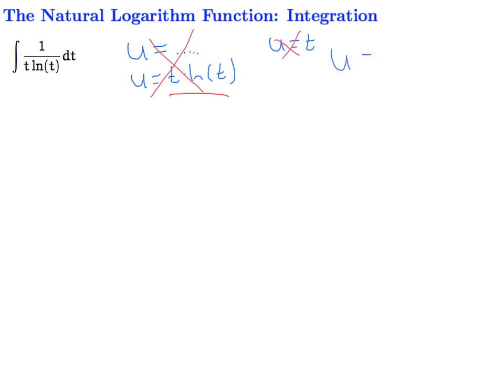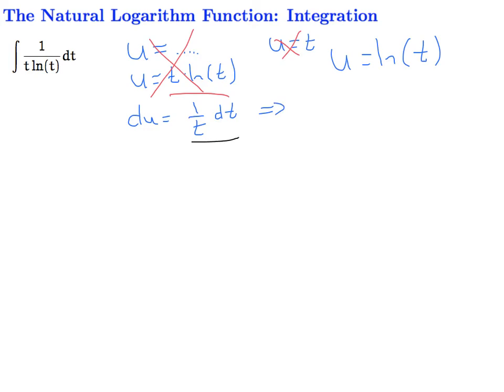So about the only thing we have left to choose is the natural log of t. It's all that's left. So we may as well go for it. We've got nothing else to try. So this means then that du will be 1 over t dt, which tells me, well, that's actually pretty nice. Let's just leave it there.